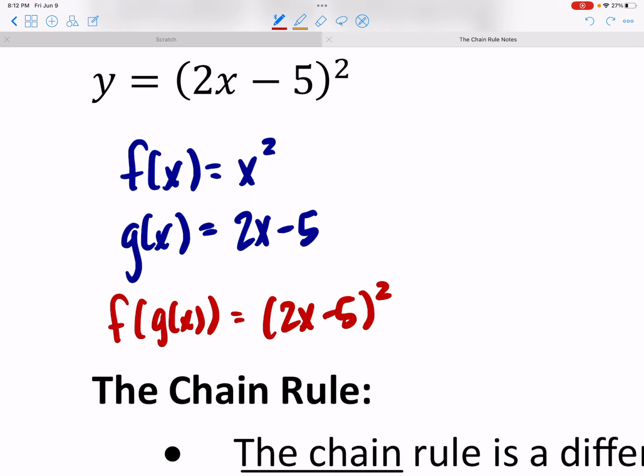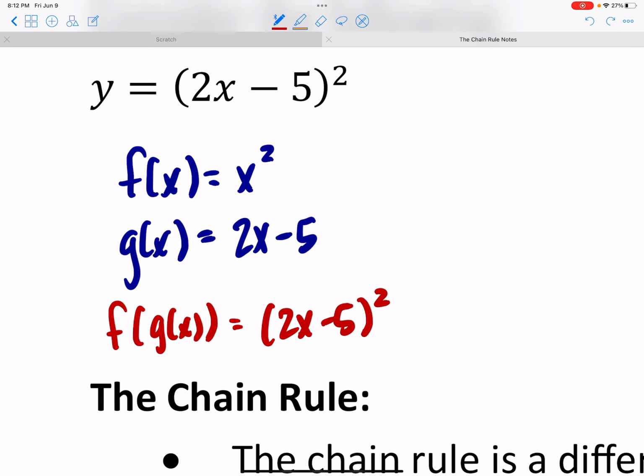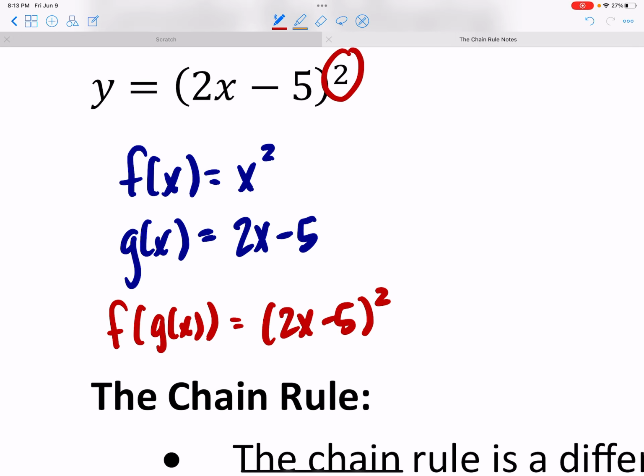Now, it's not that we can't necessarily differentiate this already. If I was to multiply 2x minus 5 by itself, I could come up with a polynomial and use the power rule to differentiate each of the terms. So I actually already know how to take the derivative. I don't need a chain rule to do this problem. But if this exponent becomes something large, like let's say it's to the 10th power, I don't want to have to multiply that binomial by itself 10 times in order to use my power rule to differentiate. So the chain rule will definitely come in handy.